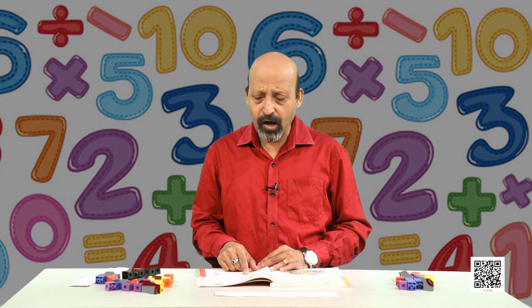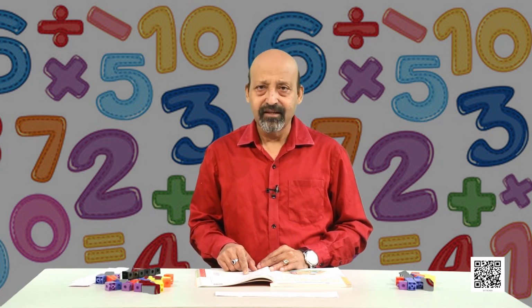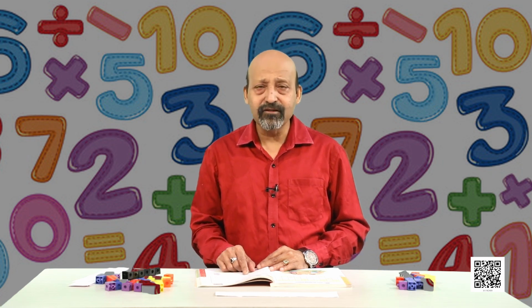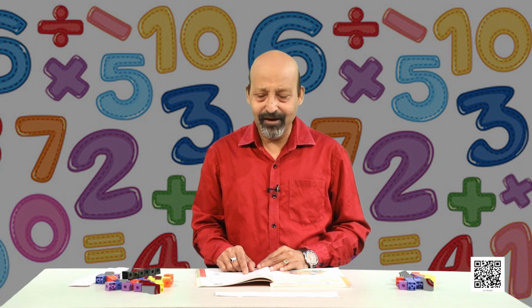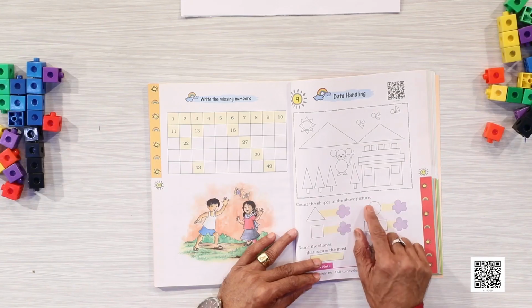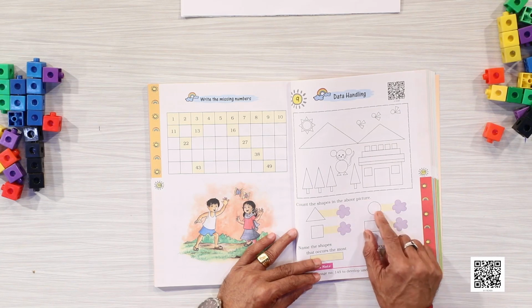22. Do you know how to write 22? Yes, last chapter you studied 22 is 20 and 2. It has 2 tens and 2 ones. So, it can be written as 2, 2. Very good. Let us now count such shapes, round shapes.